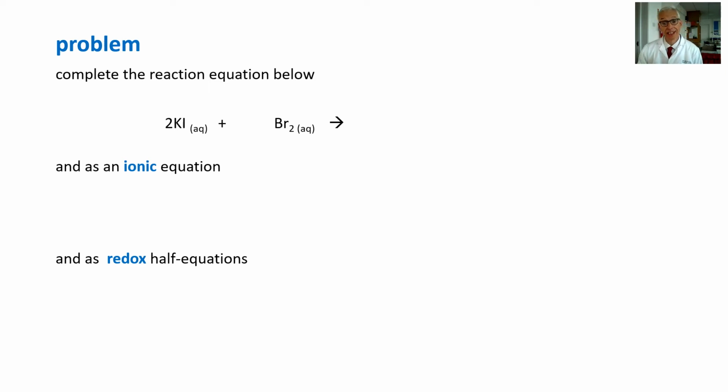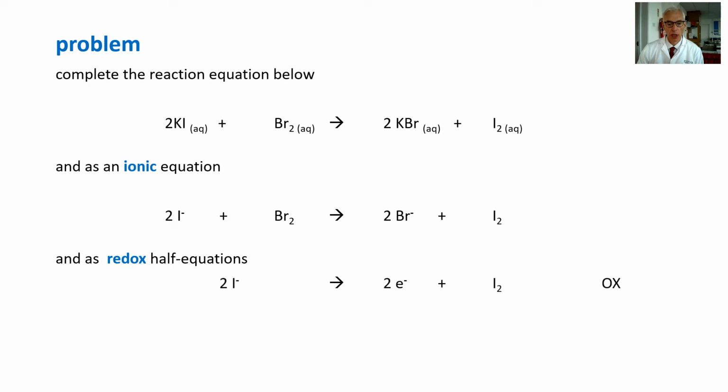So here is the completed equation. And as an ionic equation, we leave out potassium. It's spectating. Potassium ions, I should say. They are spectating. And then 2 redox half equations. Well, iodide loses 2 electrons, so that is oxidation to form iodine. And of course, bromine gains 2 electrons to form 2 bromide ions. That is reduction.